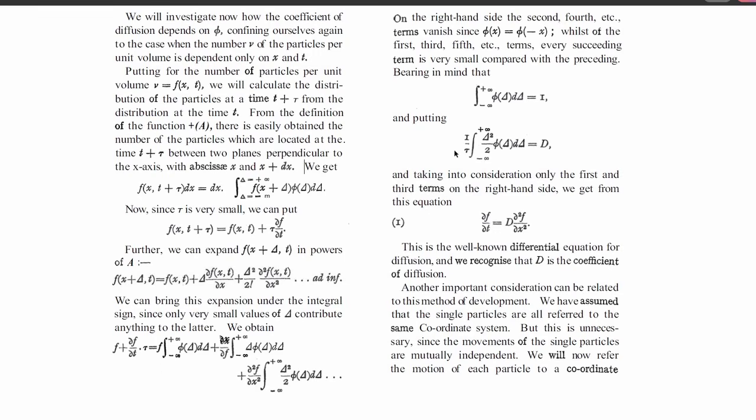And Einstein defined 1 over tau times the second order integral as D. And by taking into consideration only the first and third terms on the right-hand side, we get the diffusion equation df over dt equals D times d squared f over dx squared. This is the well-known differential equation for diffusion, and we recognize that D is the coefficient of diffusion.